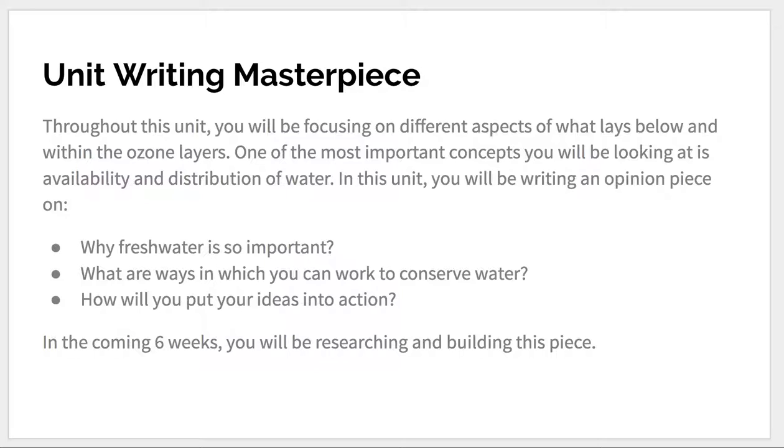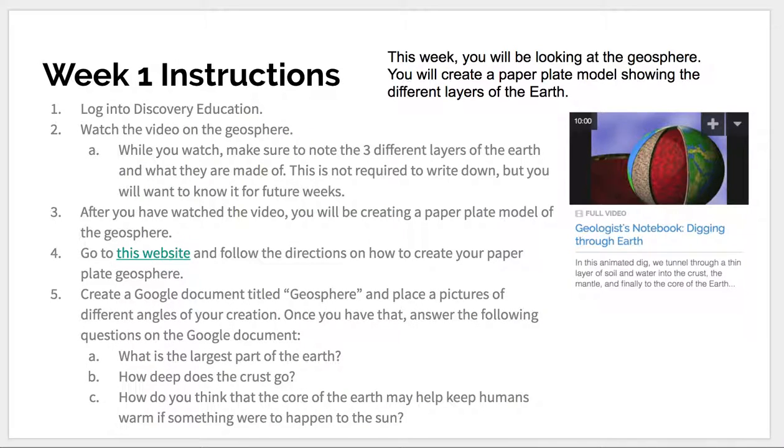In that, you're going to decide why freshwater is so important, what are some of the ways in which you can work to conserve water, and how you put your ideas into action. So this is actually going to be an action statement. With your opinion, you're going to say, I am going to do this to help our globe. Think about that as we go throughout the unit, and like I said, you'll be building it piece by piece, so make sure you stay on task with this.